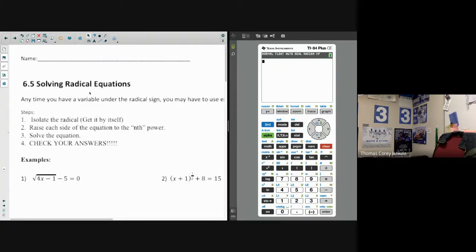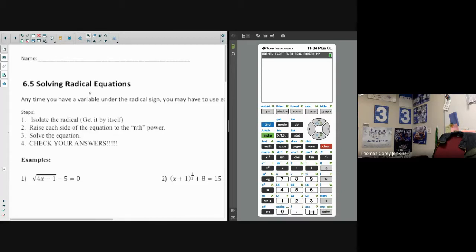Hey guys, Mr. Jenkins back here with technically the 5th lesson in Chapter 6, but really the first lesson of our next unit, right? The next test will be over sections 6.5 through 6.8. So we're treating this as its own kind of standalone unit.